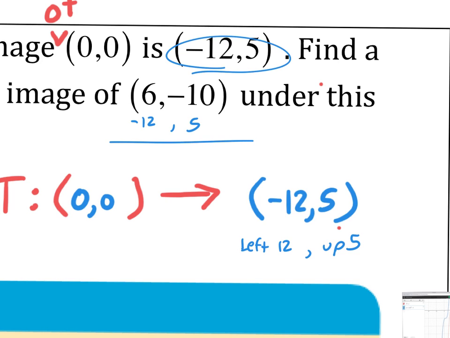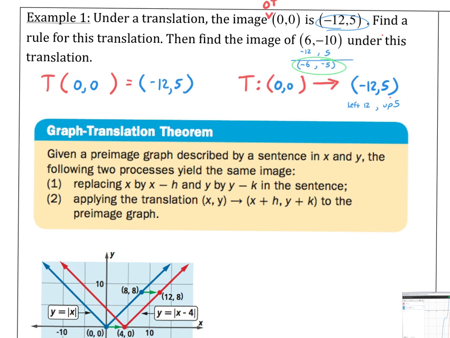So the 6 gets mapped to negative 6, and the negative 10 gets mapped to negative 5. So there is my second answer. Straight arithmetic on that.